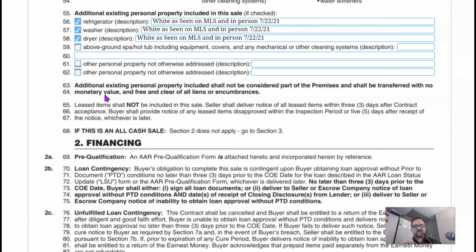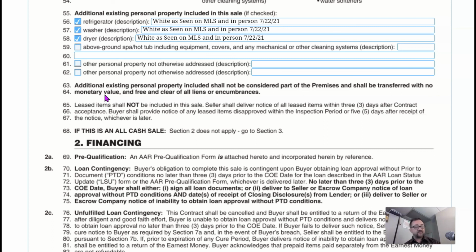Right. And so any additional existing personal properties included in the sale shall not be considered part of the premises and shall be transferred with no monetary value and free and clear of all liens and encumbrances. That does two things. That lets the lender know that whatever the item is, it is not being transferred with material value that's affecting the price you're paying, so it doesn't screw up their loan. And the other thing is clear of all liens and encumbrances.